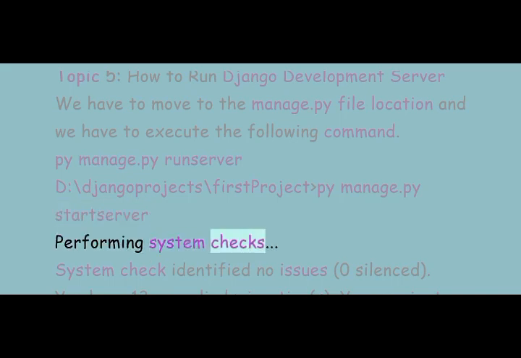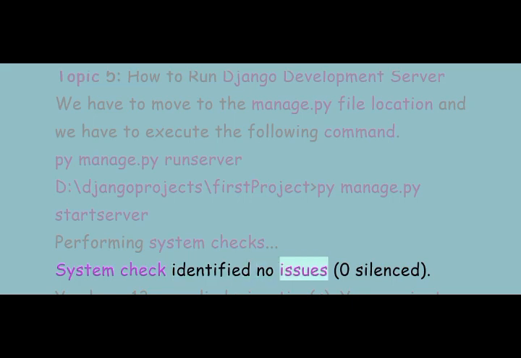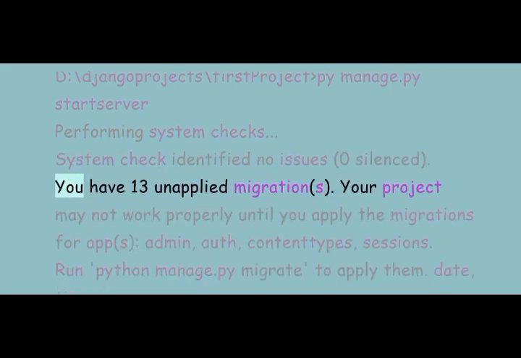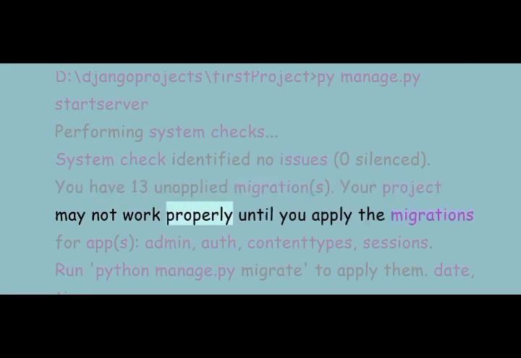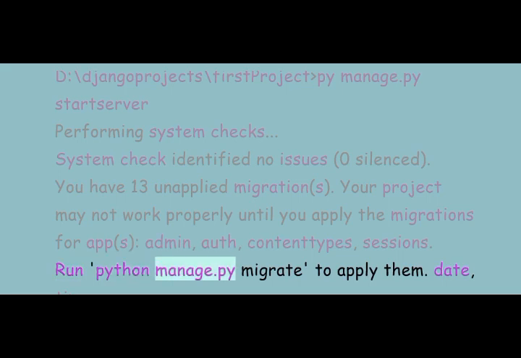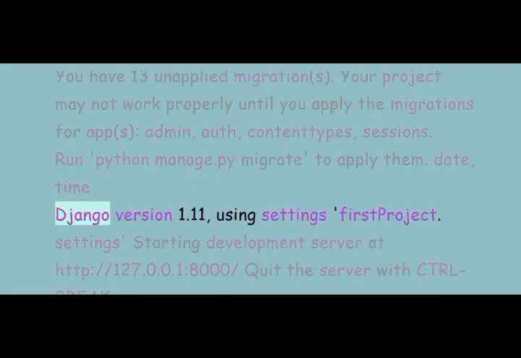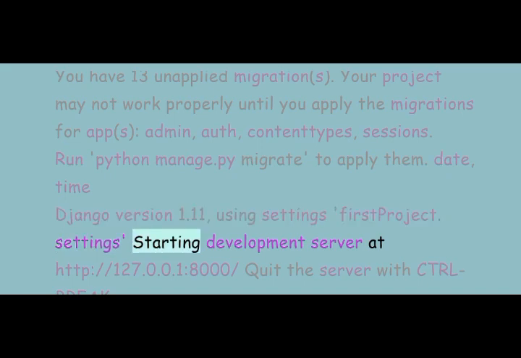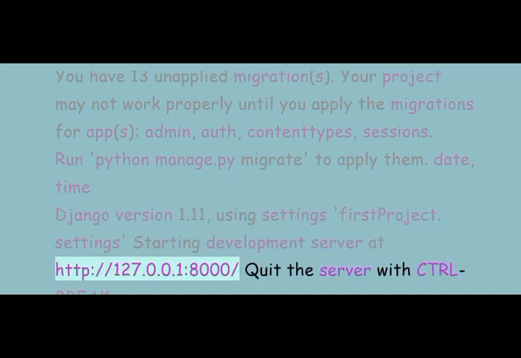Performing system checks. System check identified no issues, 0 silenced. You have 13 unapplied migrations. Your project may not work properly until you apply the migrations for apps: admin, auth, contenttypes, sessions. Run python manage.py migrate to apply them. Date, time. Django version 1.11, using settings firstproject.settings. Starting development server at http://127.0.0.1:8000/. Quit the server with CTRL-BREAK.